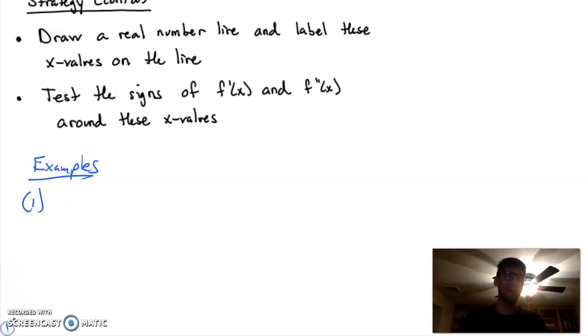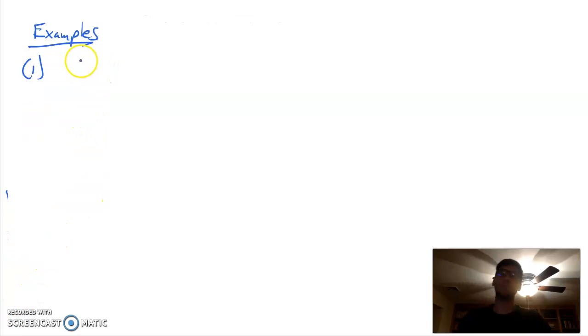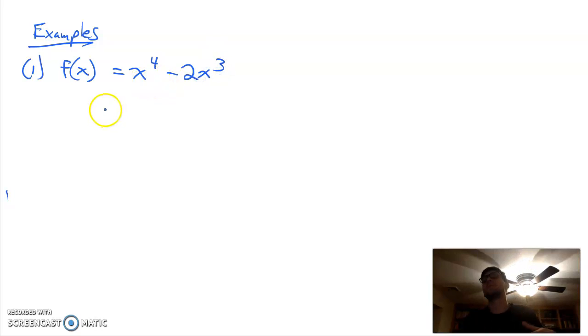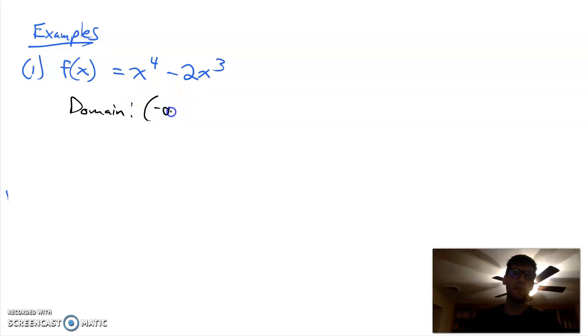Okay, so we're just going to do one example. I put an S for the future honors calc. Alright, so this is a nice polynomial. Anytime we have a polynomial, the nice thing is we know the domain is all real numbers, negative infinity to positive infinity, we could say.